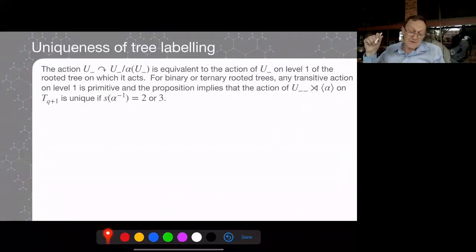And often that action is primitive. It's primitive, for example, if the scale is small. So if the scale of alpha inverse is 2 or 3, so in other words, if our self-replicating group is acting on a binary tree or a ternary tree, then the action on level 1 of that tree is primitive, and then the representation of the scale group on the tree is unique. So in this case, there's a unique correspondence between, say, tidy subgroups and self-replicating groups.